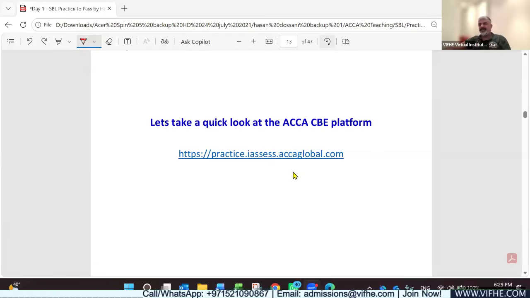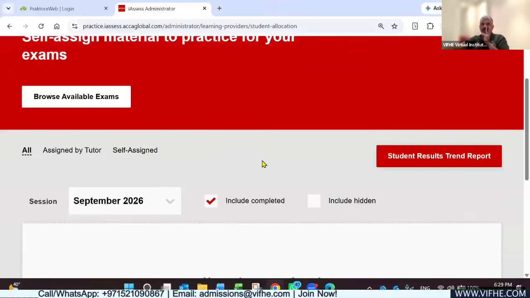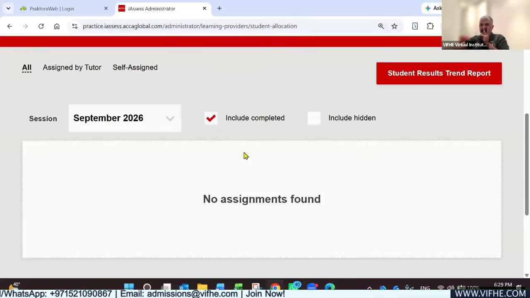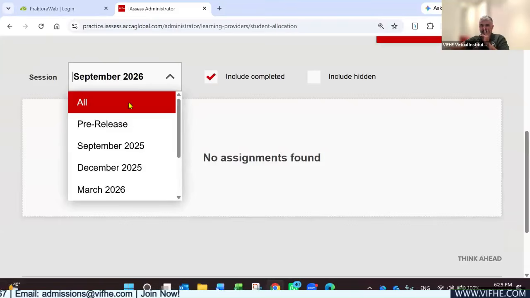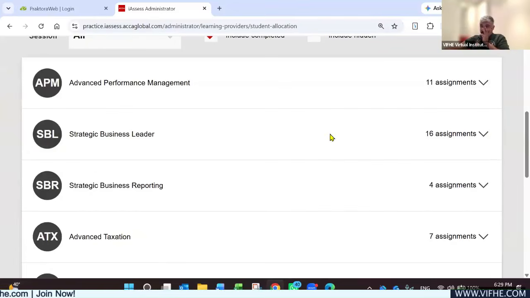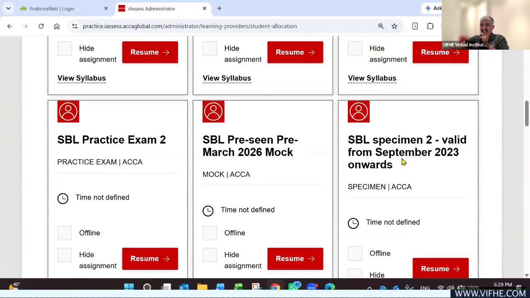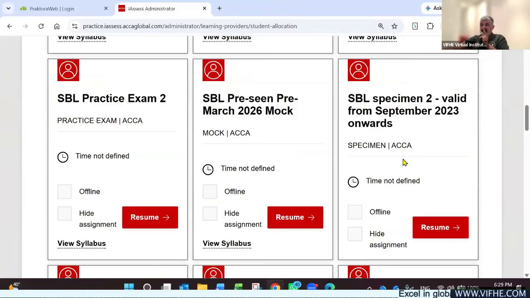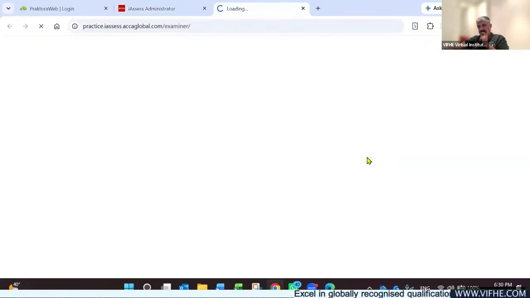I have already logged into my CBE platform, and this is my CBE platform. I will select all, and then Strategic Business Leader. I have already assigned it. Let's look at this exam. Let's look at specimen paper number 2.